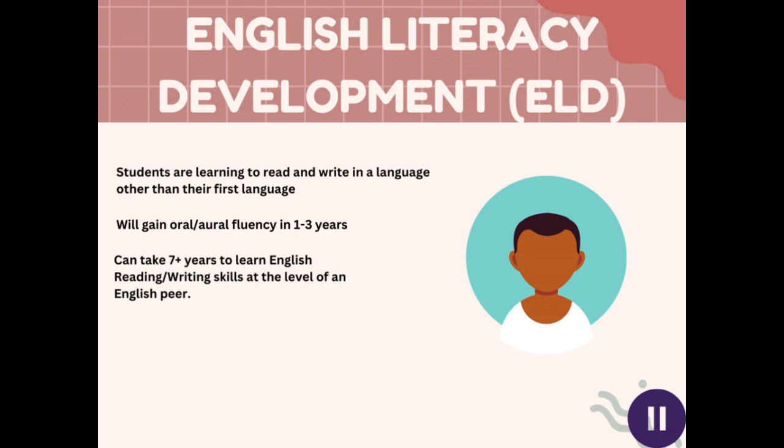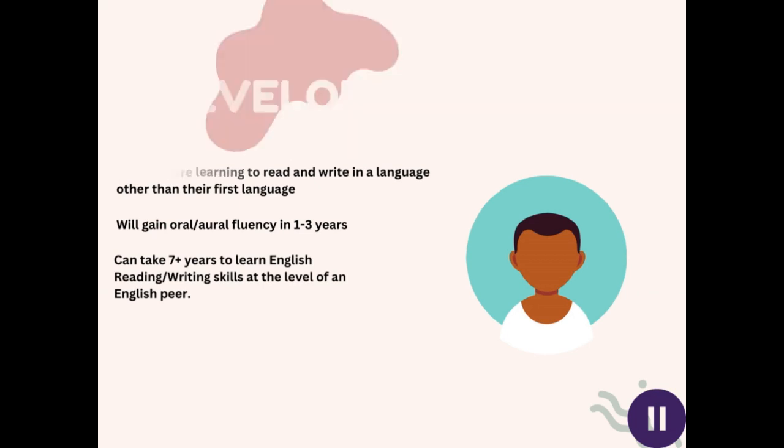They will still gain oral fluency, so they'll learn to speak and listen in about 1 to 3 years, just like their peers who have had schooling. It can take 7+ years to learn English reading and writing skills at the level of an English peer.